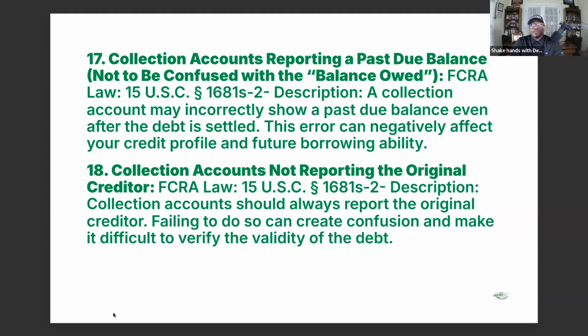So a collection account may incorrectly show a past due balance even after the debt is settled. This error can negatively affect your credit and your future borrowing. So you got to be very careful that it doesn't show a past due amount or balance still, even when it's been paid off, okay? But it should be showing a collection amount, not a past due.